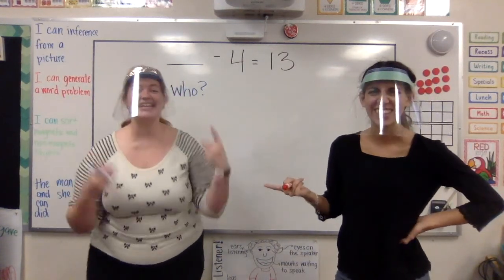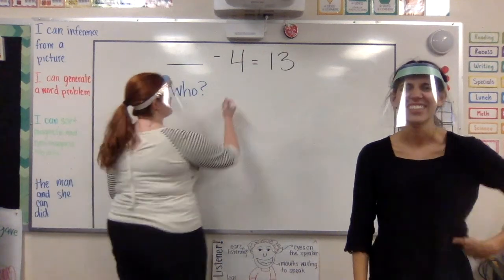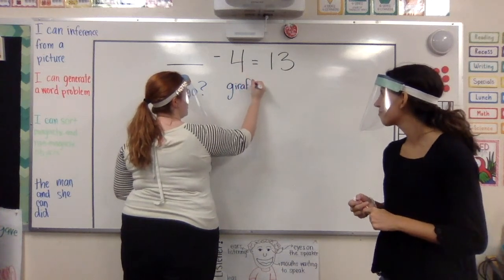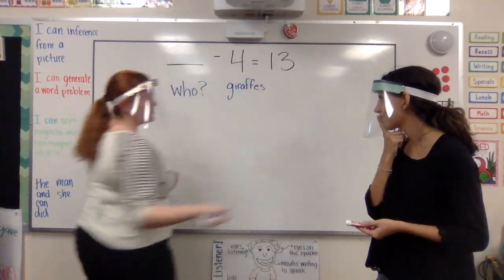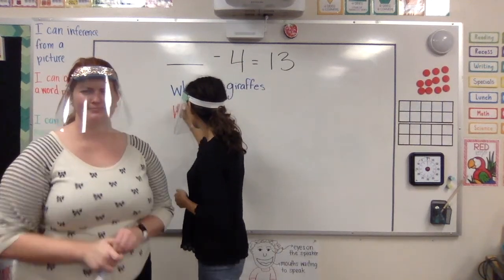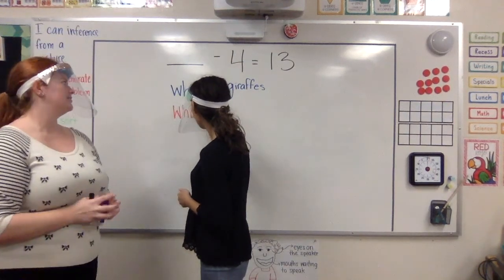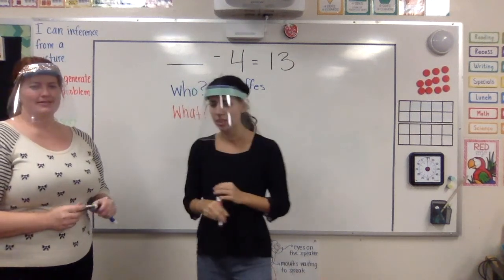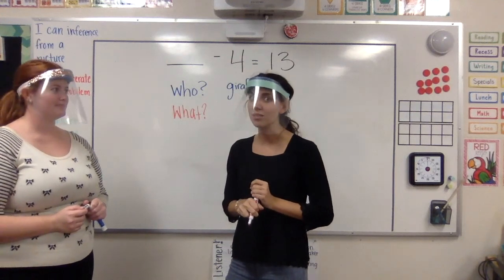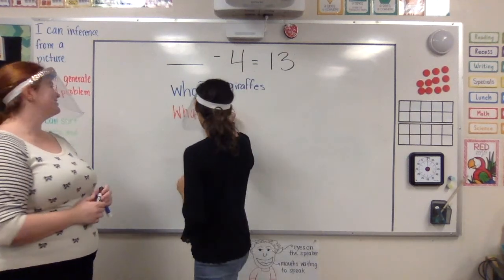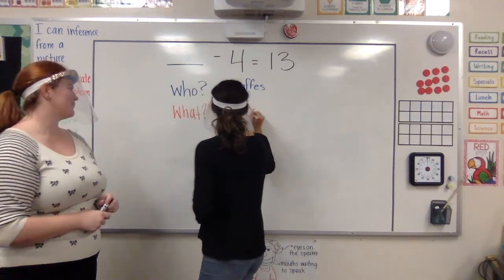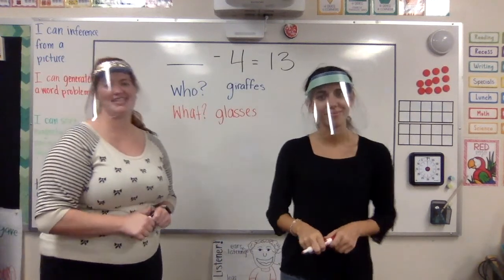I really like giraffes. So let's make a word problem about giraffes. Oh, but what about giraffes, Miss Lestico? Well, my what? Let's see. What could I have the giraffes have? Well, sometimes giraffes have glasses. So I think that our what should be the glasses for our giraffes. That's so good, Miss Lestico.